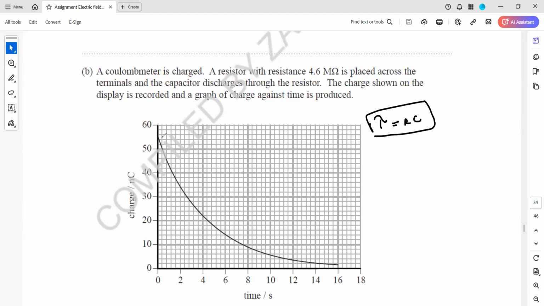So check the maximum value of the charge. Let's say it is 55 or 56 nanocoulomb. What is 37% of 56 nanocoulomb? 56 divided by 100 times 37. What's the answer for this? What is the answer for this part?